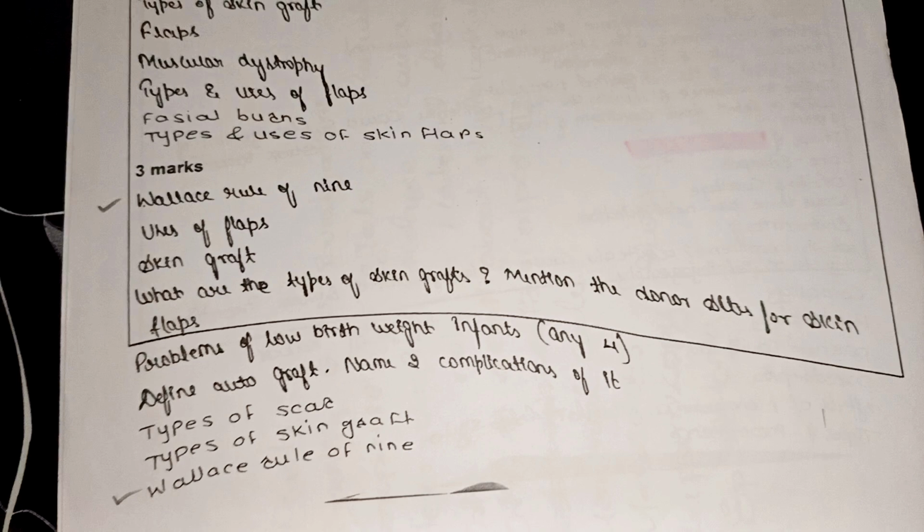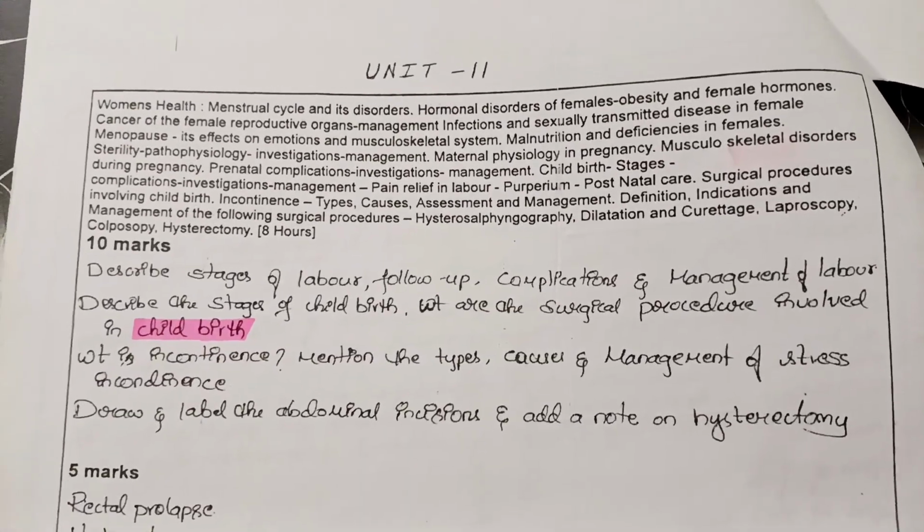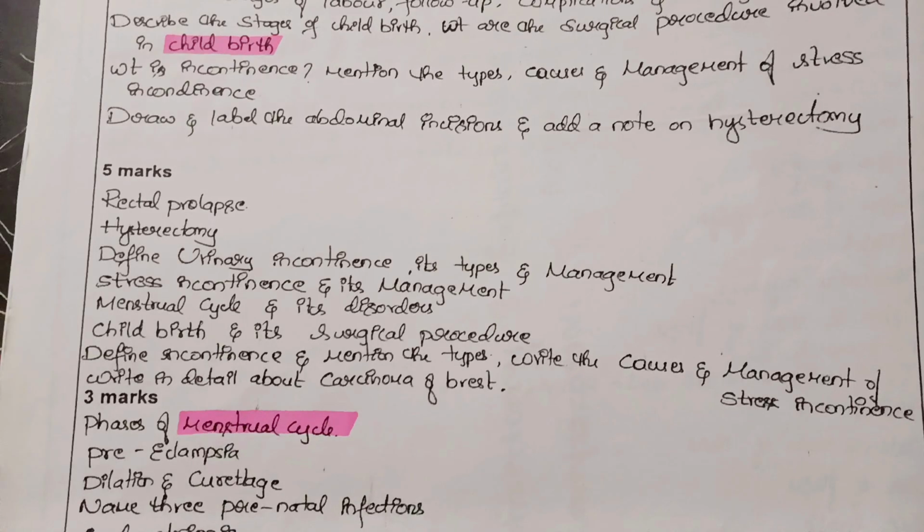Problems of low birth weight in infants. Define autograft. Name 2 complications of it. Types of scar, types of skin graft, and Wallace rule of 9. And this chapter ends here. Now, moving on to the next chapter, that is related to women's health.